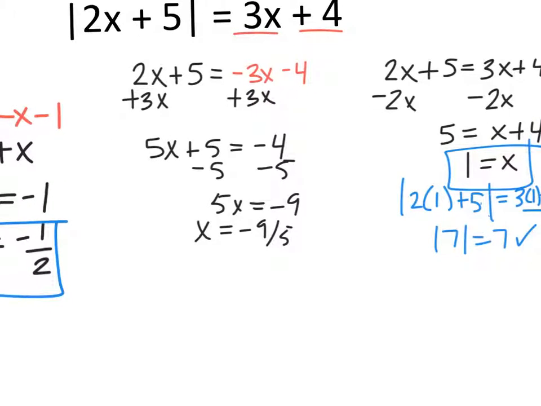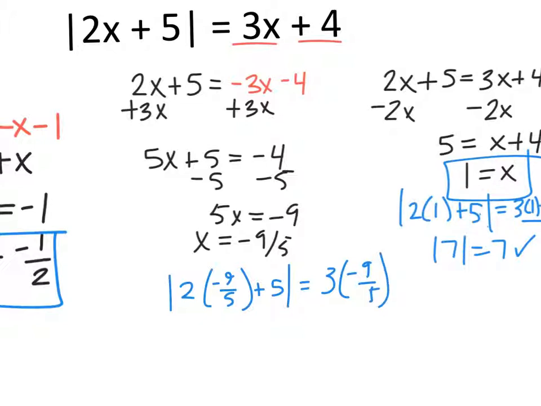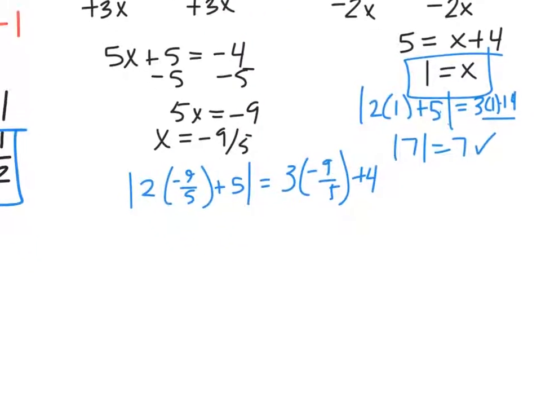And then now I'm going to check negative 9/5. So 2 times negative 9/5 plus 5, does that equal 3 times negative 9/5 plus 4? This is just a little more work with fractions here. You can always plug this into your calculator as well, but I'm just going to use fractions. So this will be negative 18/5 plus 5. See what I did is I multiplied 2 times negative 9 and 1 times 5. And then I'm going to get a common denominator.